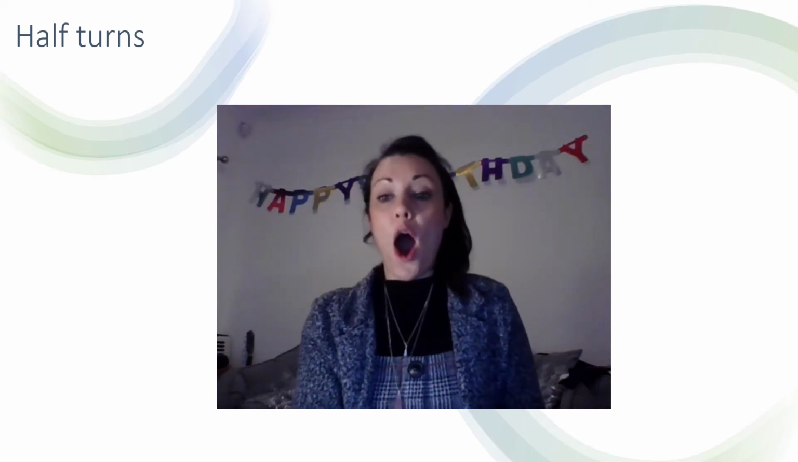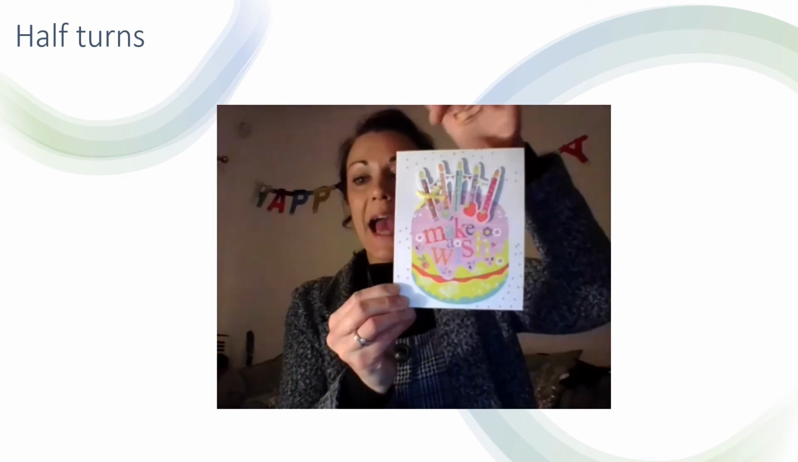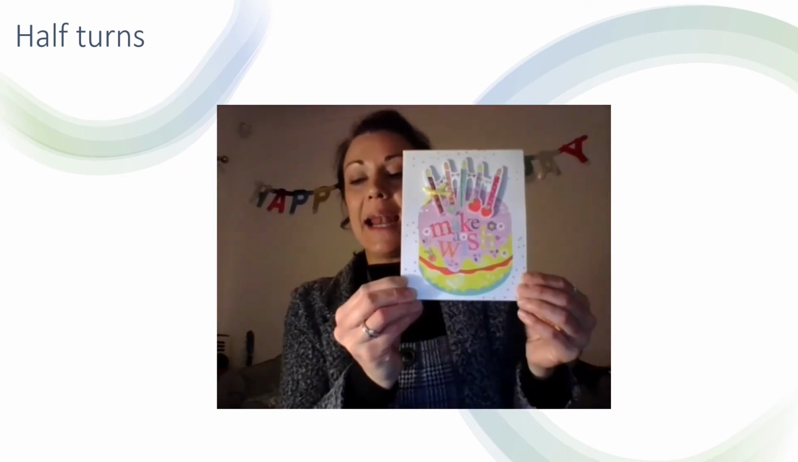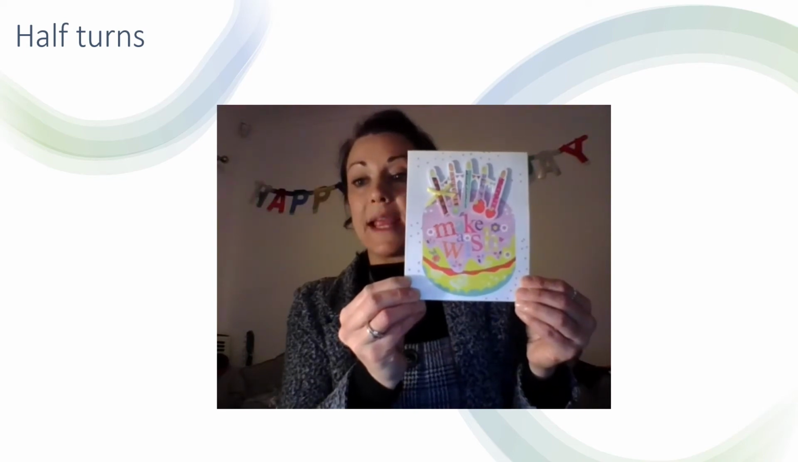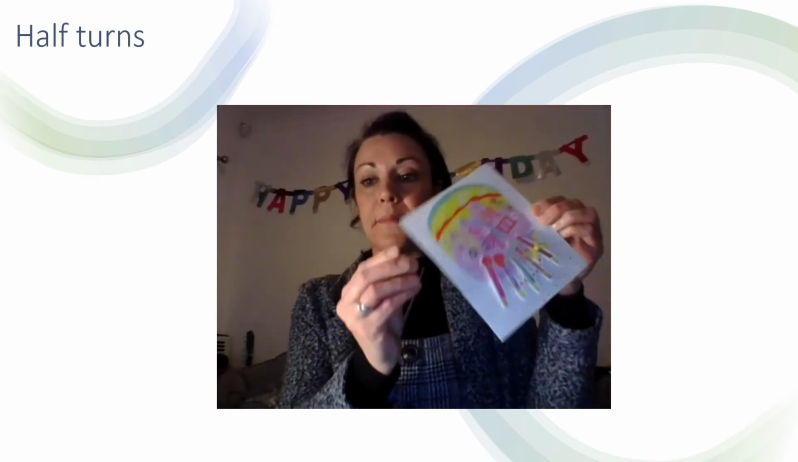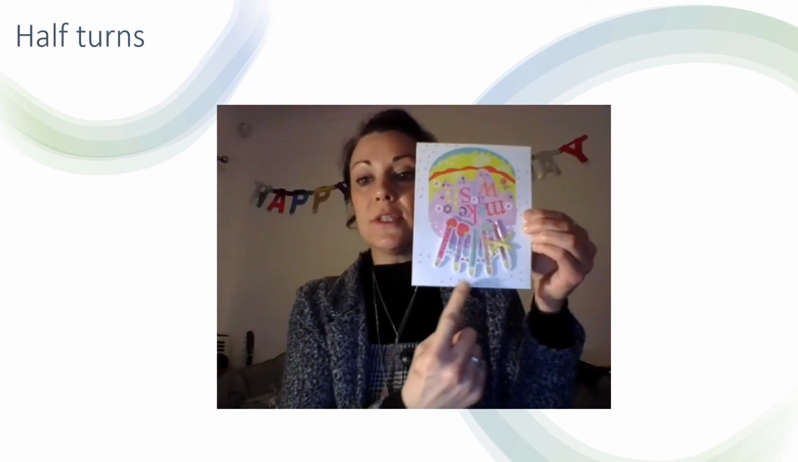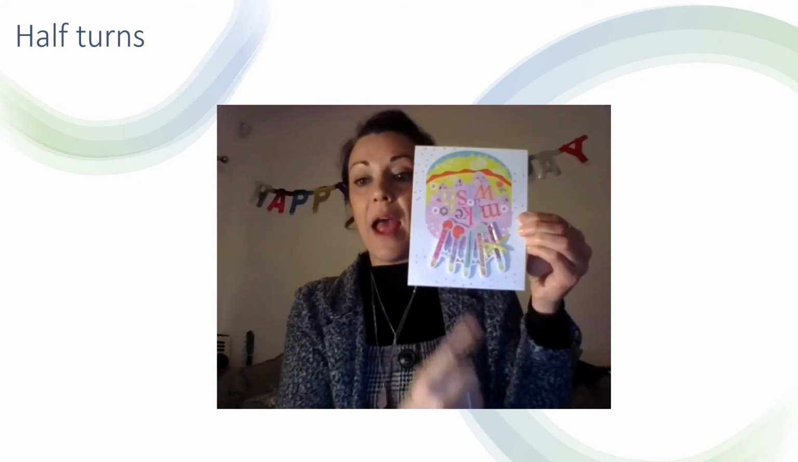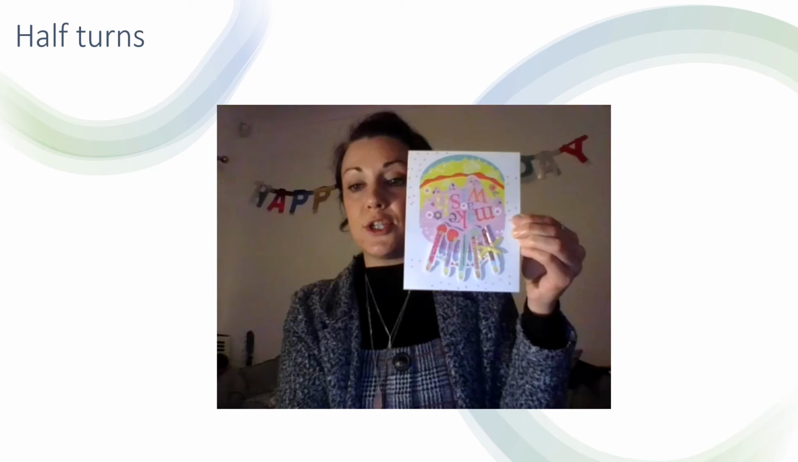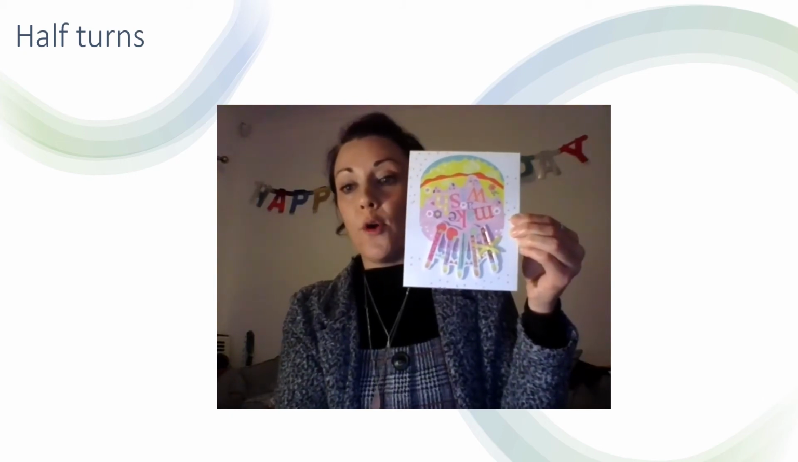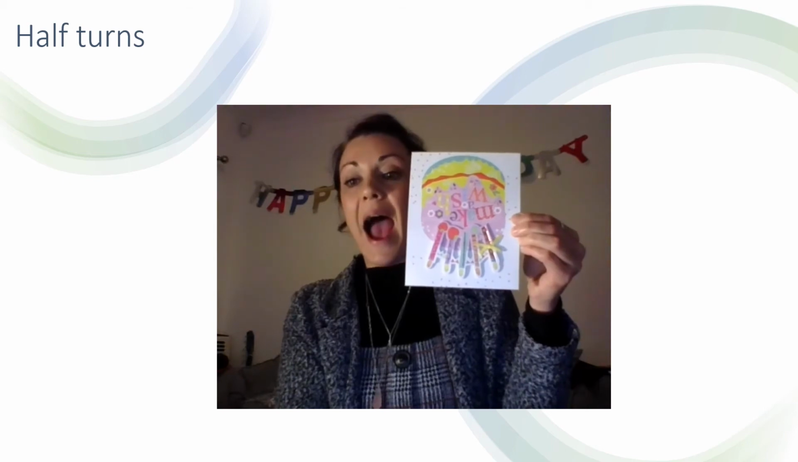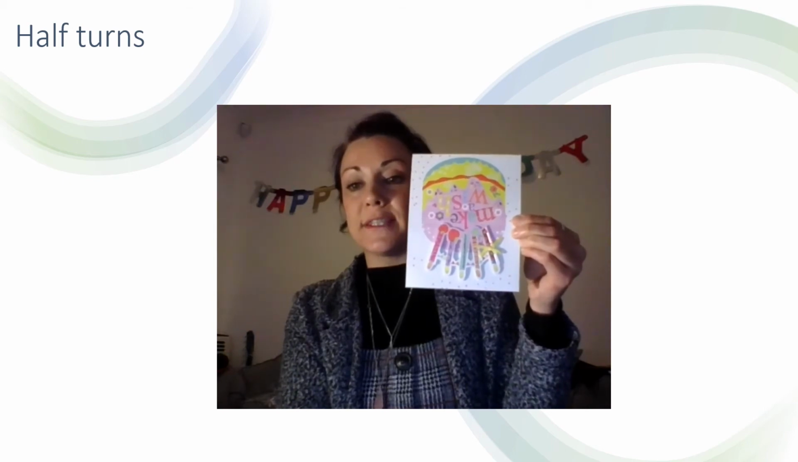Let's take a look at half turns, Year 1. Here is my card again. The candles are pointing up and I'm going to turn my card half a turn to the right. My candles are now pointing down and the card is in a different position. Take your objects at home, pause the video and have a little go with your adults.